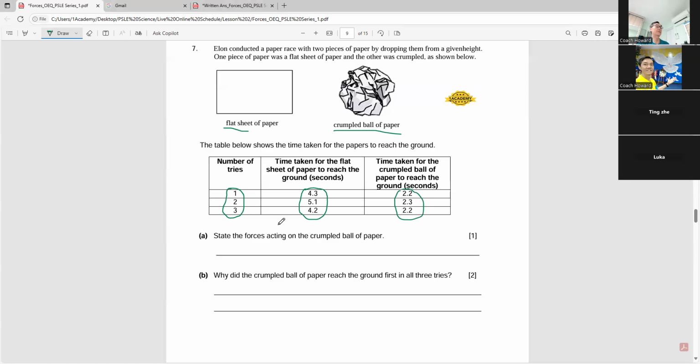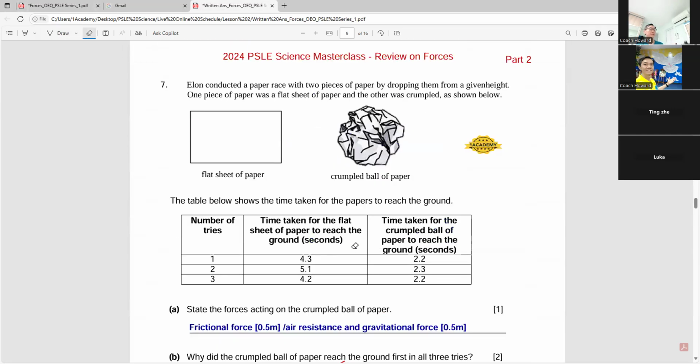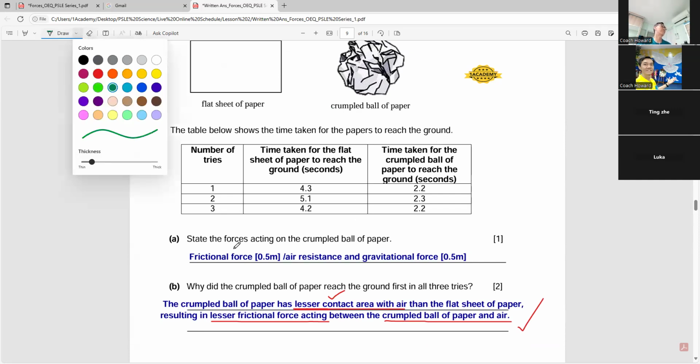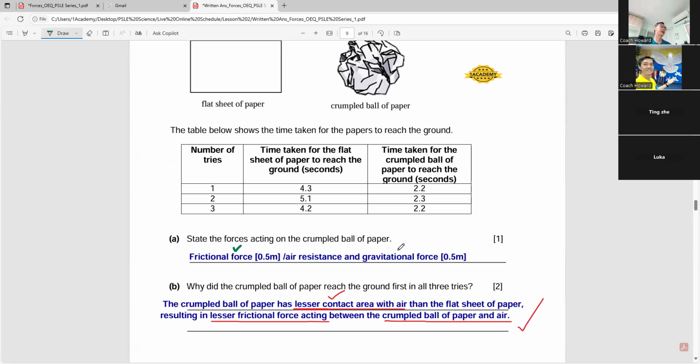So state the forces acting on this. There are 2 forces. One is going down, gravity. The other one is the upward force, the air resistance. So it's a frictional force, or you can say the air resistance, and secondly, the gravitational force. Each correct answer will give you half a mark. Frictional force and gravitational force.